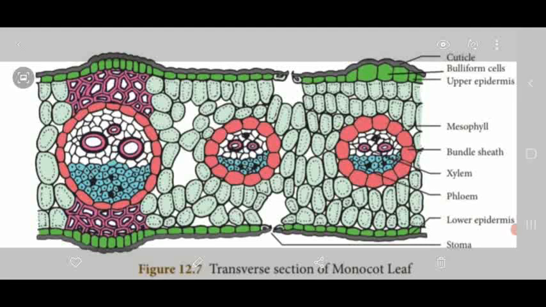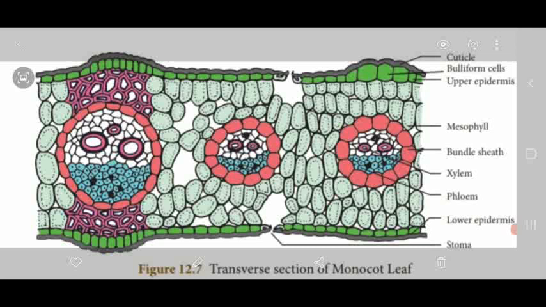Next one, mesophyll tissue region. The tissue present between the upper epidermis and the lower epidermis is called mesophyll tissue region. In grass leaf or a monocot leaf, the mesophyll region is differentiated into either palisade parenchyma or spongy parenchyma. Here, in the grass leaf, it is differentiated into spongy parenchyma. They are also irregularly arranged.